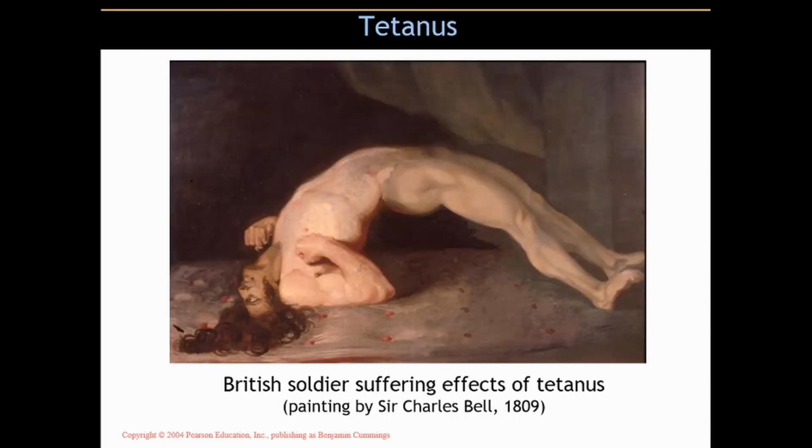This is a painting of a British soldier by Sir Charles Bell. He was a Scottish surgeon, anatomist, physiologist. He was an artist. As you can see, it's not a pretty good painting here. But you can see the effects of this. This is during the Napoleonic Wars, and a British soldier is getting into the advanced stages of tetanus. Of course, this was before we had any kind of immune globulin treatment or toxoid vaccine. When you developed tetanus, that was it. There was no recovery from it.